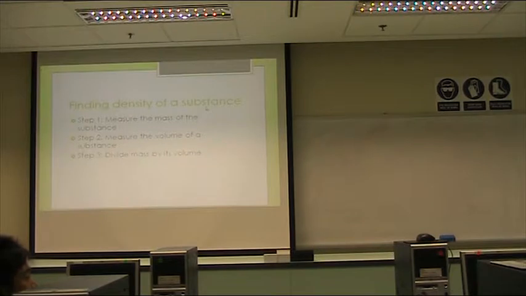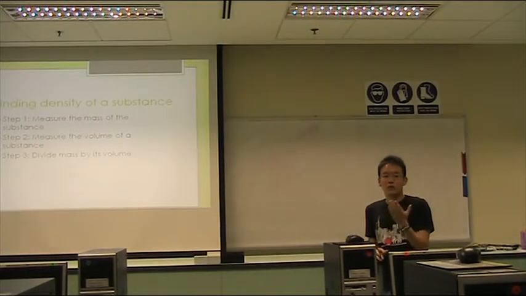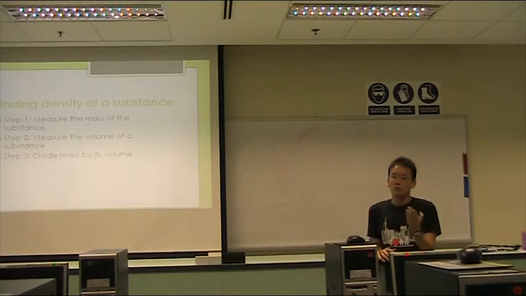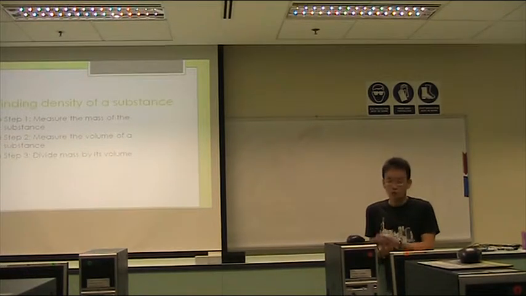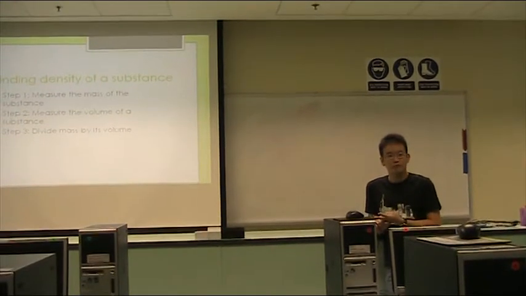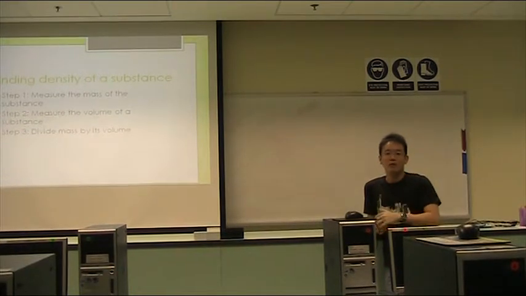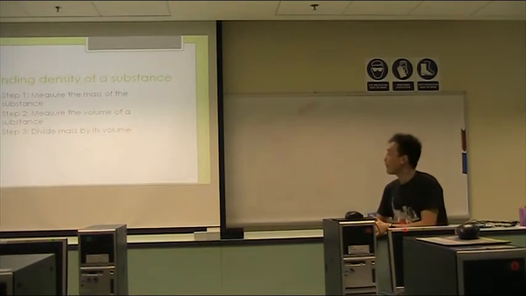So to find the density of a substance, other than knowing the formula for density, mass over volume, it is not enough. The first step is to measure the mass first. You have to obtain the mass of the substance, and then you determine the volume. Once you determine the volume, you can use the formula mass divided by volume to get the density.